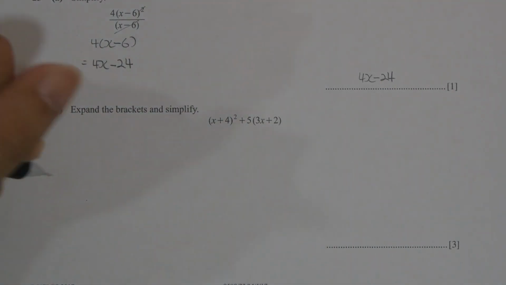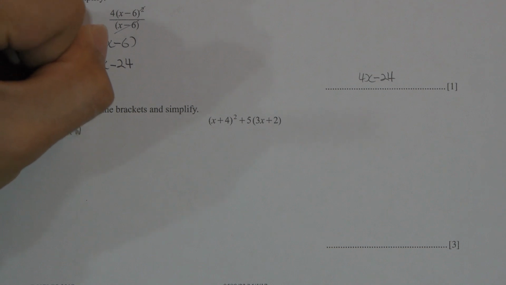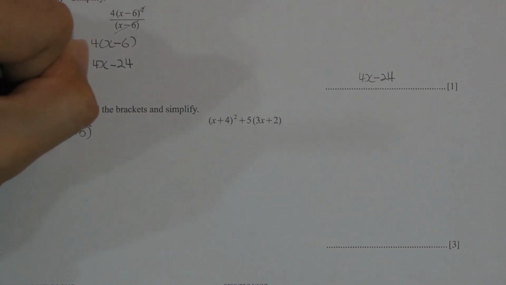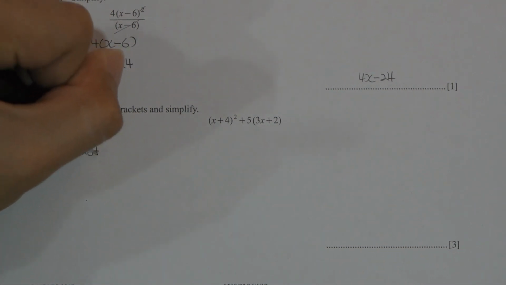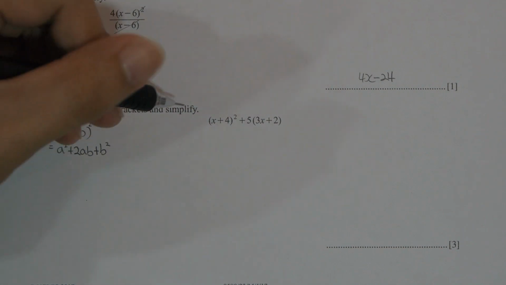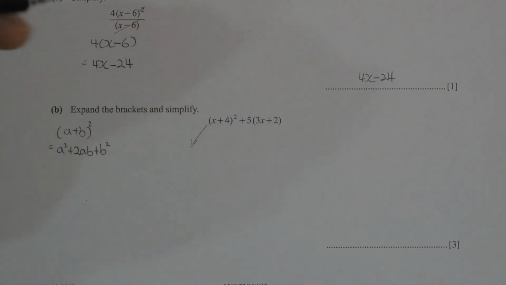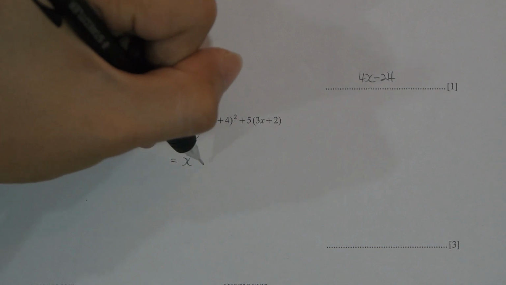As for the next question, you are required to expand x plus 4 to the power of 2 first, and multiply the 5 into 3x plus 2. So you do the shifting, you'll be able to get the answer.